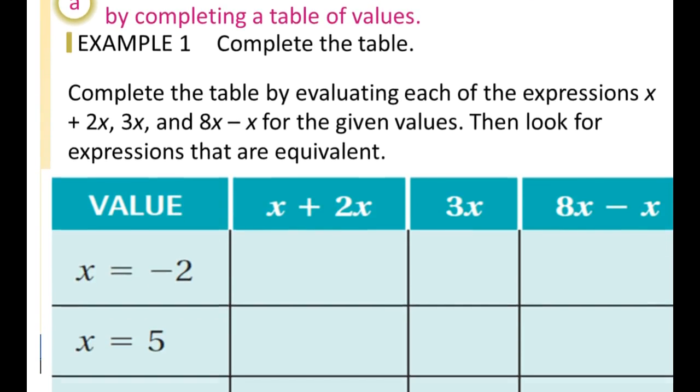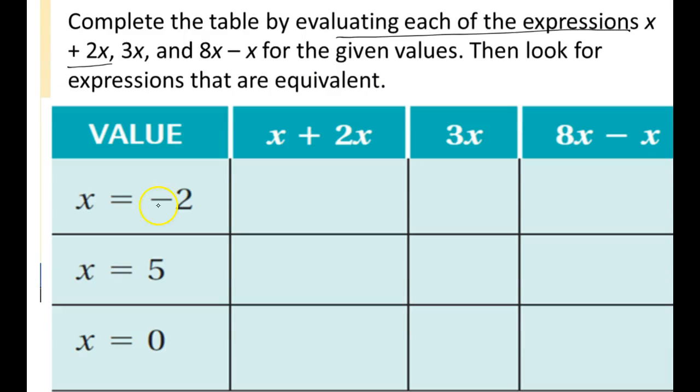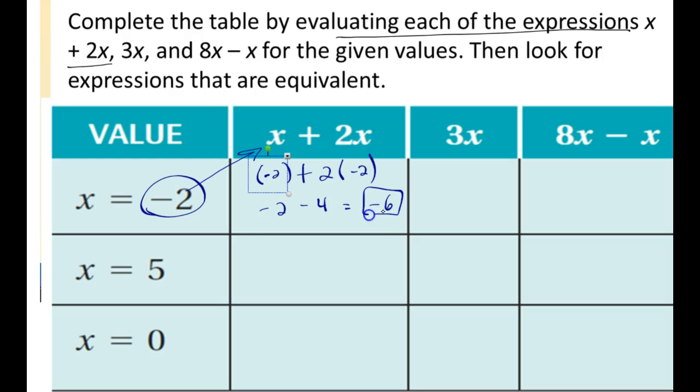So they say complete the table by evaluating each of the expressions. The first one says let x be -2. So each time you see an x, let's plug in -2: -2 plus 2 times -2, which is -2 minus 4, or -6. And it looks like we get the same answer here. 3 times -2 is also -6.